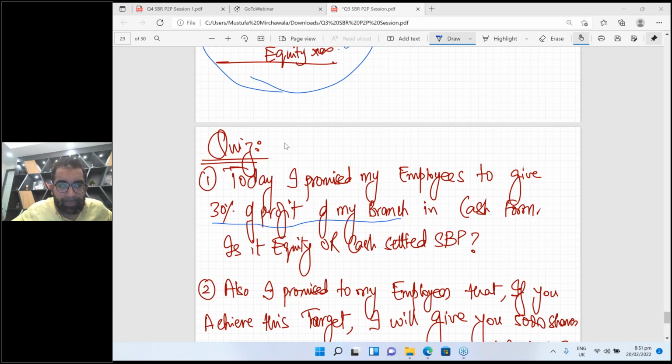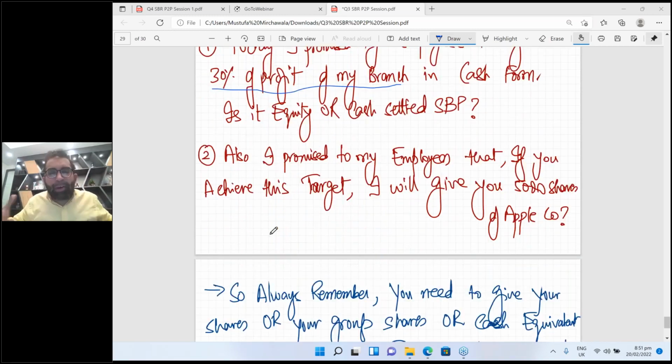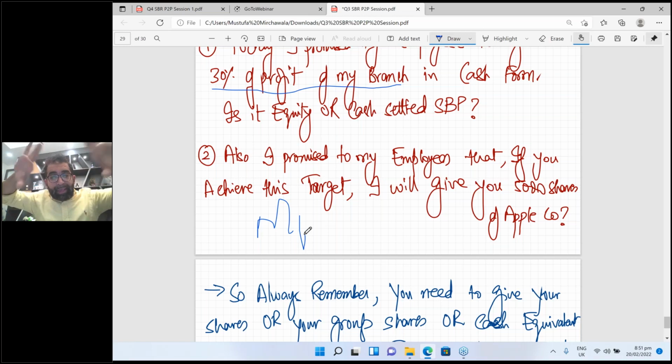Okay, now one more thing. Also, listen. Let us say you all know this or don't know, I don't know. The name of my institute is Mirchawala Institute. So let us say it's a company. Today I gathered my employees and I told them if they achieve certain targets, then I, the owner of Mirchawala Institute, and these are my institute employees.